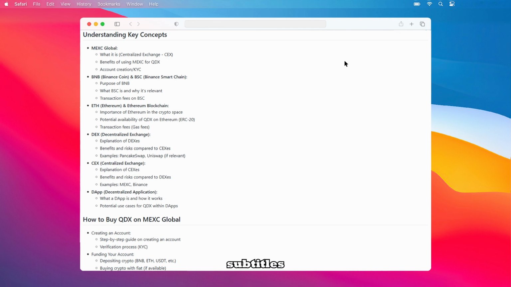Let's get into how to actually buy QDX on MEXC Global. First, you'll need to create an account, following their step-by-step guide, and completing the verification process, or KYC. Next, you need to fund your account, either by depositing crypto like BNB, ETH, or USDT, or by buying crypto with fiat currency if that option is available.